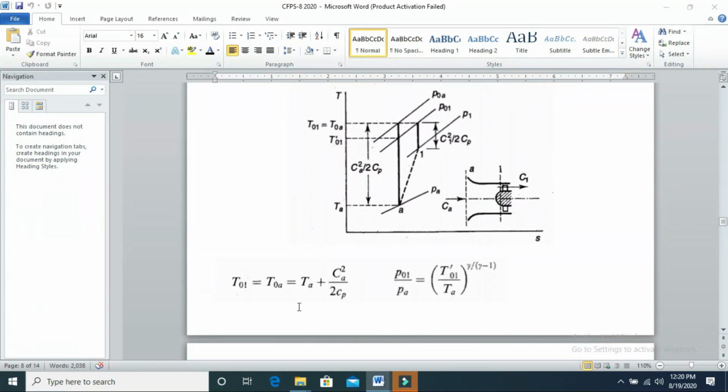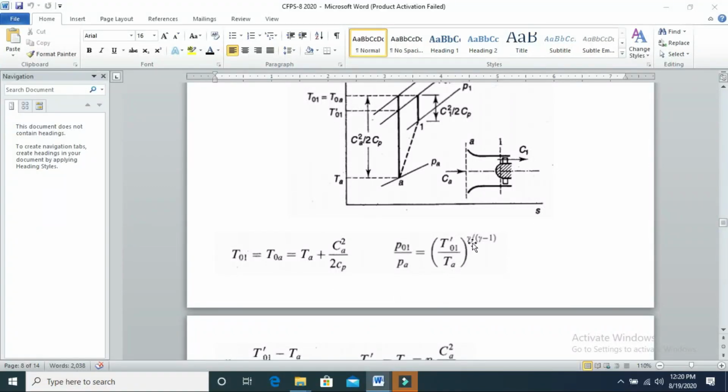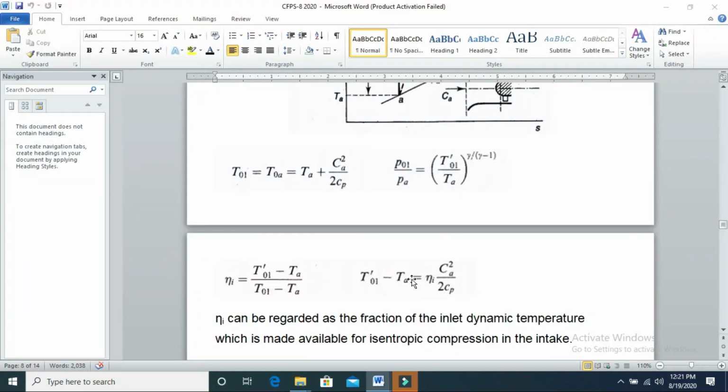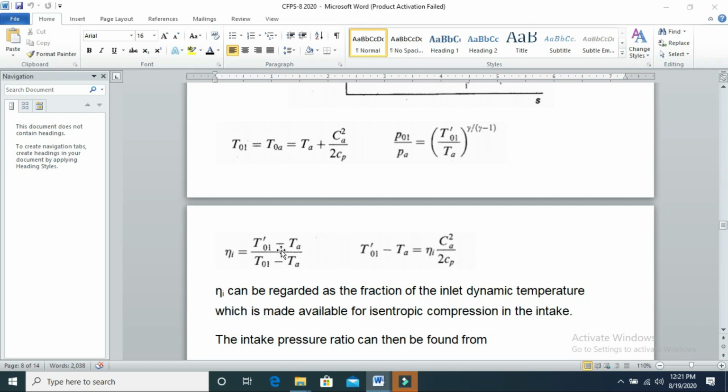So this is the formula for calculating the total temperature. In this formula, A is for the inlet of the intake section, and 1 is the exit of the intake section. So location 1 is before the compressor, and location A is the free stream condition or the inlet of the intake section. This is the isentropic relation for pressure and temperature for the intake section, and this is the formula of the isentropic efficiency of the intake section.